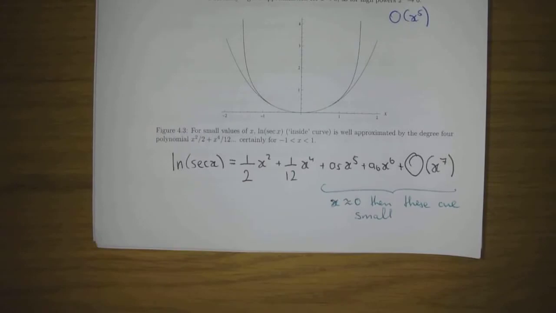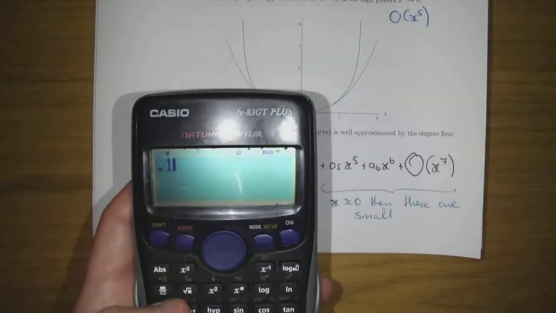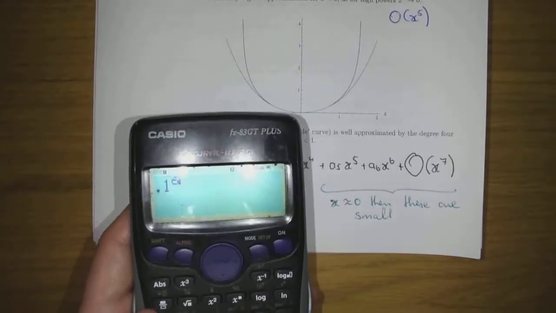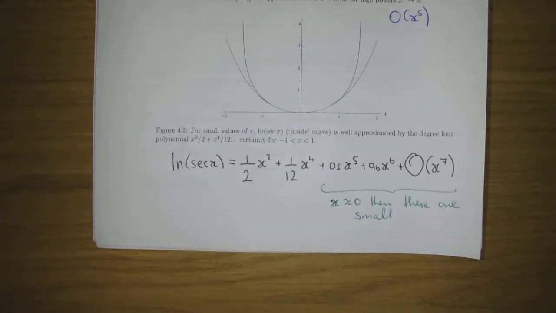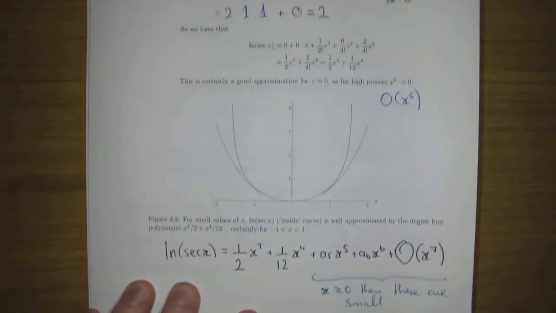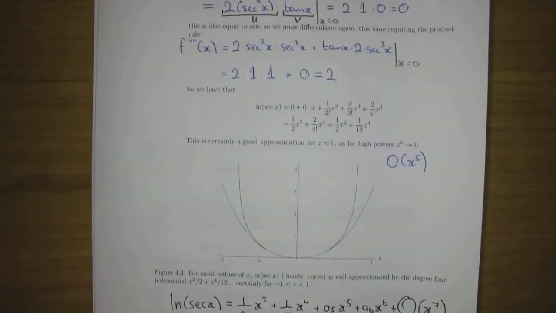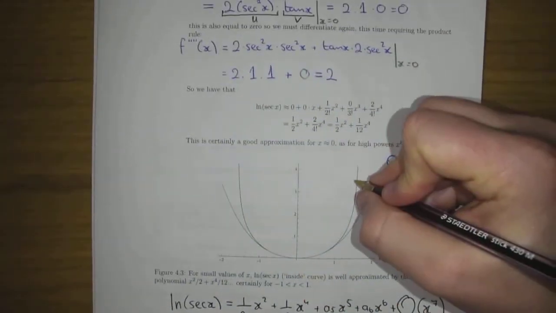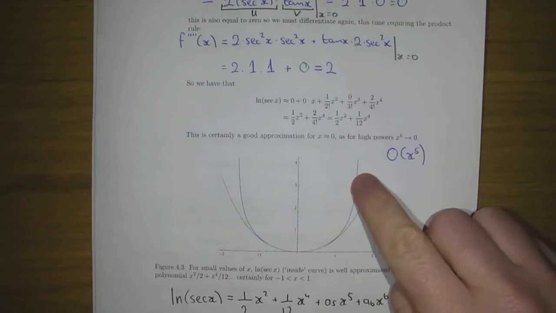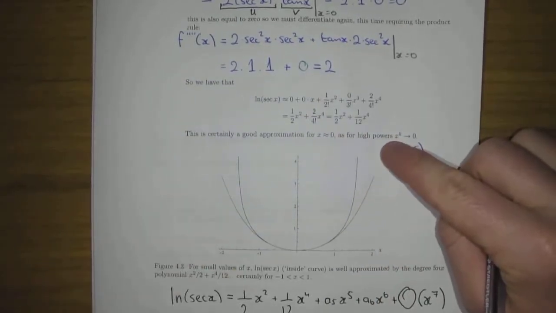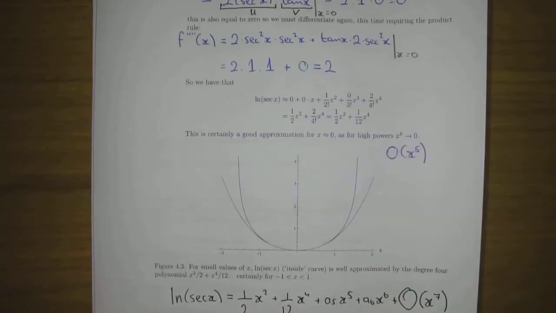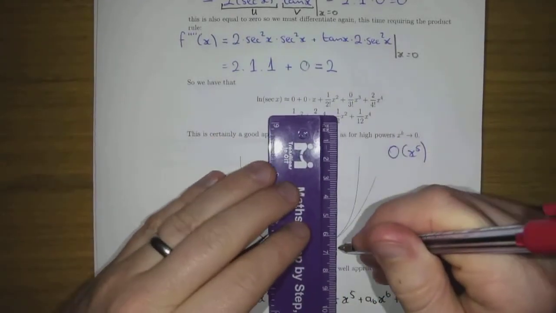So for example, take x equal to 0.1 and look at, say, 0.1 to the power of 6, it's a small number. Okay, so this is actually a good approximation, close to 0. And indeed, if we look at the story here, the inside curve is log of sec of x, and the outside curve is the degree 4 polynomial, and it's a good approximation between these two.